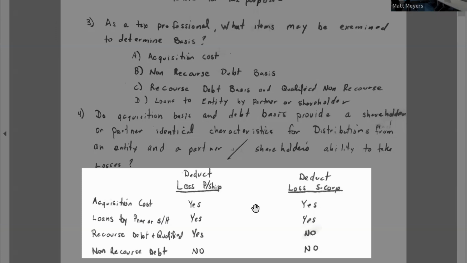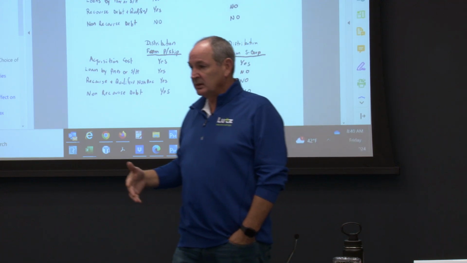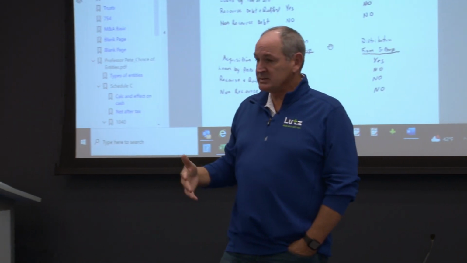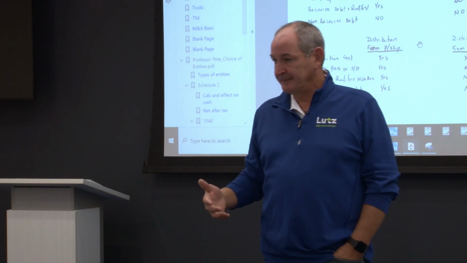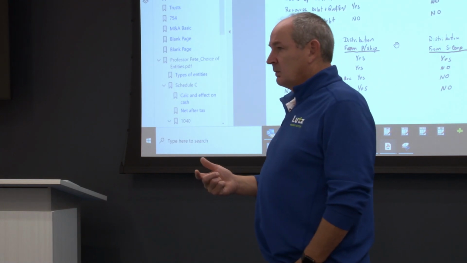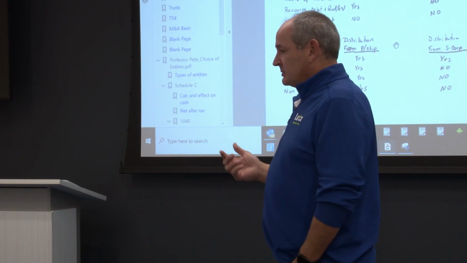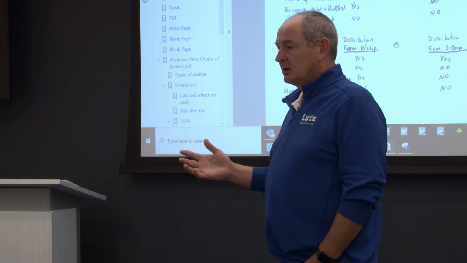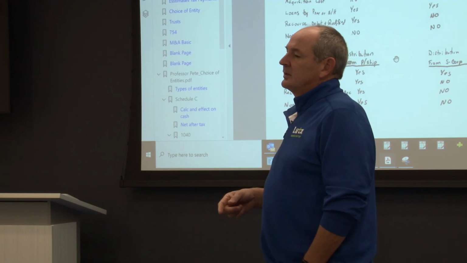Distribution from a partnership or distribution of S corp. Now this is saying, do these various types allow you to have basis for distribution purposes? So, why do we measure basis for distribution purposes, Carter? Because someone's basis when they contributed might be a lot different than when the person actually inherits the basis. Let me be more precise in my question because I didn't do it very well.